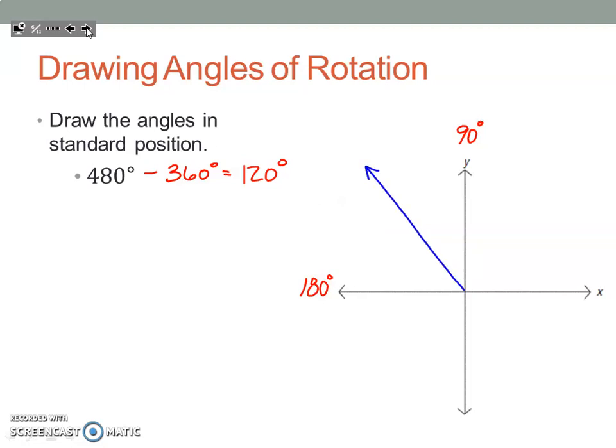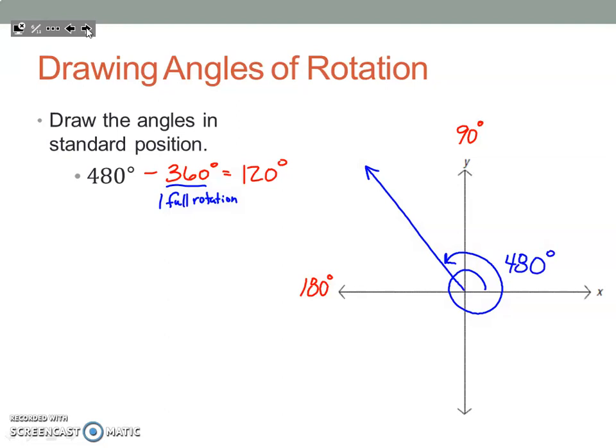Okay. Now, I don't label this as 120 because they want me to label this as 480 degrees. So I'm going to start on my terminal side. And since I know that I made one full rotation, I'm going to show that when I draw this. I'm going to draw a full circle around and then come back to my line. So I kind of make a little spiral there. Okay, and then I can label my spiral 480 degrees.